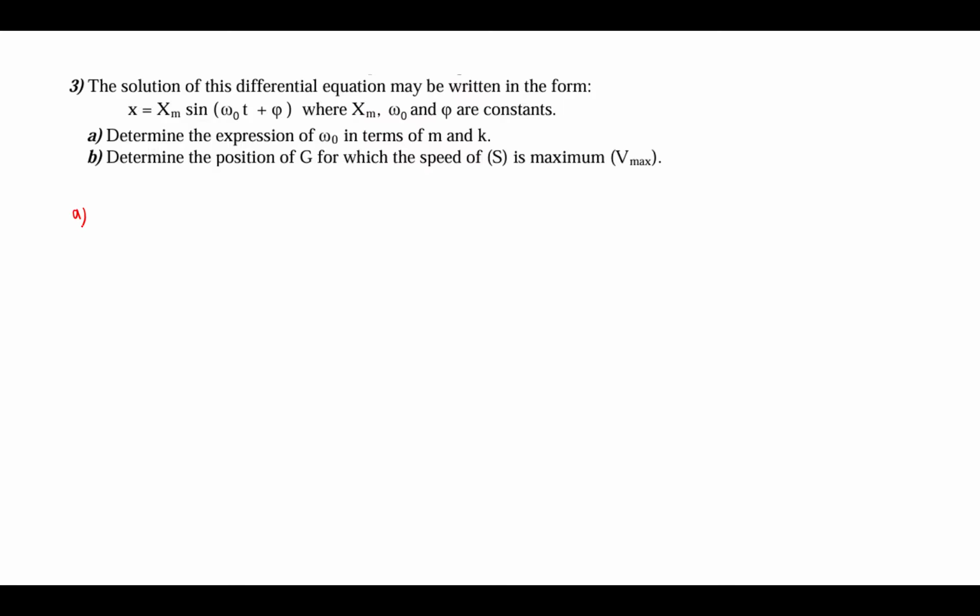In part A, the question is to determine the expression of omega 0. We know that x is a solution. Since it's a solution, this means it verifies the differential equation. So let's write our differential equation. Our differential equation was this. Now, we notice we have x, but we still need to find x double prime. So I will write here x.